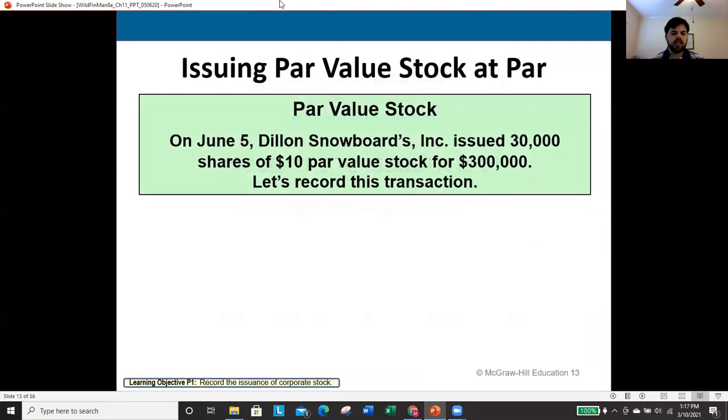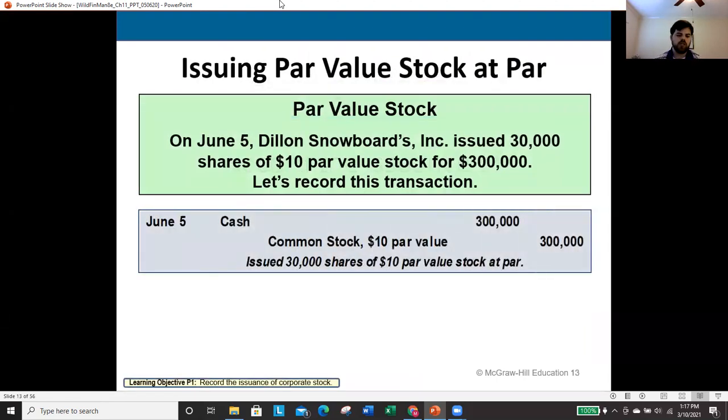Now, the next thing that we need to look at are a few of our journal entries. So in this case, we look at issuing par value stock, notice at par. On June 5th, Dillon Snowboards issued 30,000 shares of $10 par value stock for a total of $300,000. To record this transaction, we need to debit cash for the $300,000, the 30,000 shares times $10 per share. Next, we will credit common stock for the same amount, the 30,000 shares times the $10 par value per share, and that will give me this $300,000.